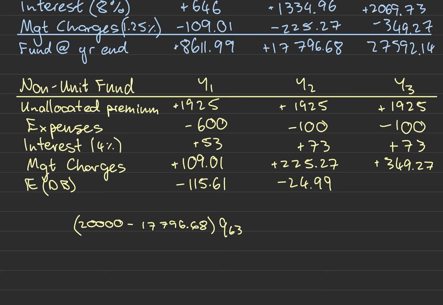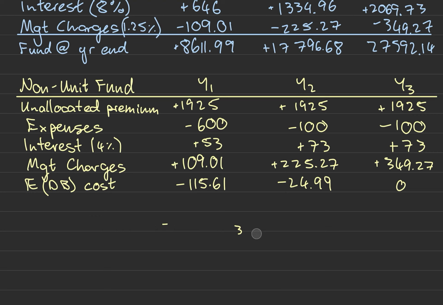Now, in this last year, 20,000 gets paid to him if he dies. So if he dies in this last year, he'll get 20,000 or the greater of the unit fund value. The unit fund value is sitting at 27,000, which is more than 20,000. So I don't actually have to pay in anything in this third year if he dies. So my expected death benefit cost, let's actually write it that way, that's a cost to us that we must pay in for this expected death benefit, is 0 in this third year.